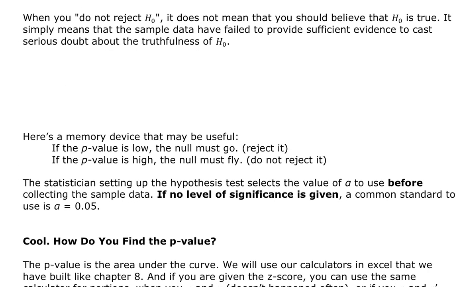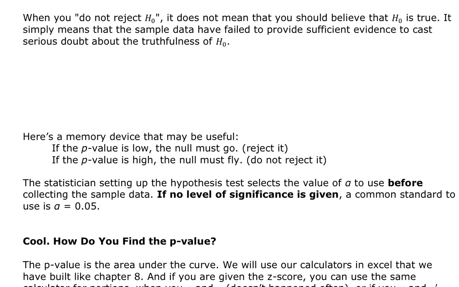So here's a memory device that may be helpful. If the p is low, the null must go. So you're going to reject the null hypothesis. There is sufficient evidence to lay some doubt on the status quo. If the p-value is high, then the null must fly. So in other words, we fail to reject the null hypothesis.